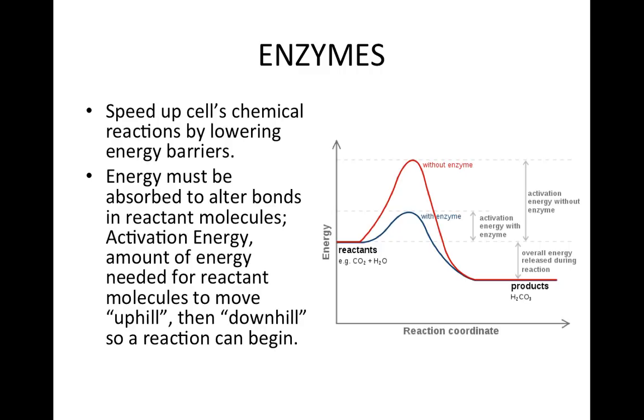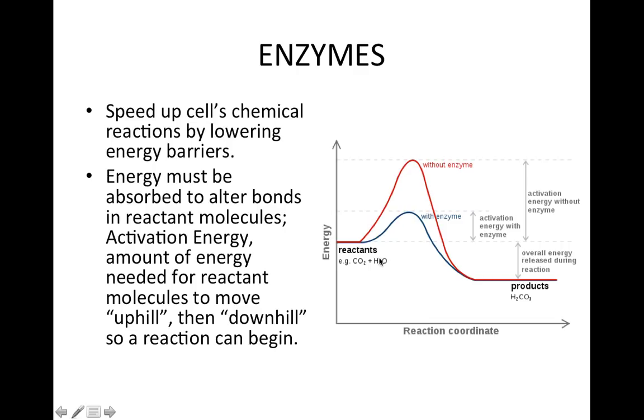And then one of the last things that we'll look at here in part 1 are enzymes. Remember, enzymes are also made up of proteins. They speed up the cell's chemical reactions by lowering the energy barriers. Energy must be absorbed to alter bonds in reactant molecules. This is done through the activation energy, the amount of energy needed for reactant molecules to move uphill and then downhill so a reaction can begin.